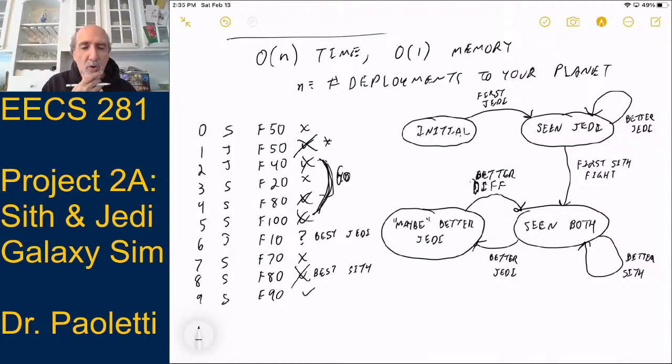Now, what do we do for these variables? Okay, so for an attack mode, I would need to know, remember this is on a per planet basis, so I'm going to need to know my best Sith time and force, my best Jedi's time and force, my maybe Jedi's time and force, that's 6 variables. And I would also have to remember which attack state I'm in, which state of my state machine I'm in. Now, how do we make a variable of that type?